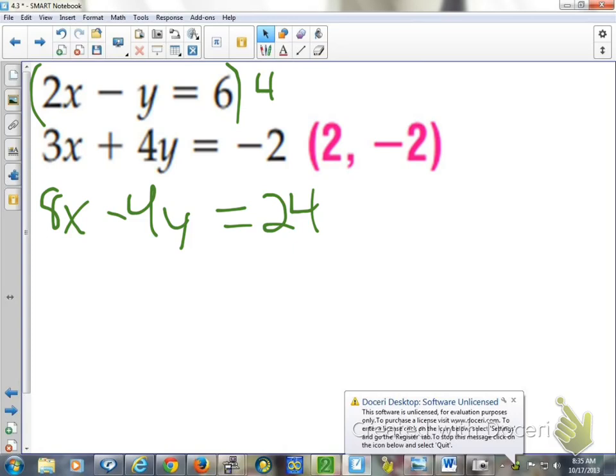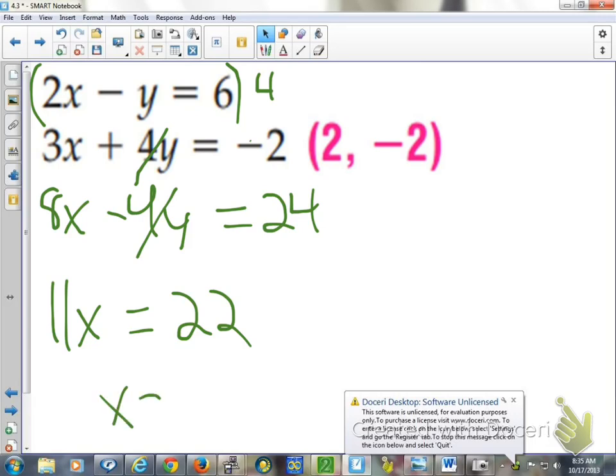Now what would happen if we add it to the other equation? You'd get 3x plus 8x is what? What's 3x plus 8x? 11x. What would happen with my y's when I added them? They would cancel, which is awesome. That's what you want to happen. And then negative 2 plus 24 is 22. Divide by 11, and what does x equal? 2, which is what the answer is.